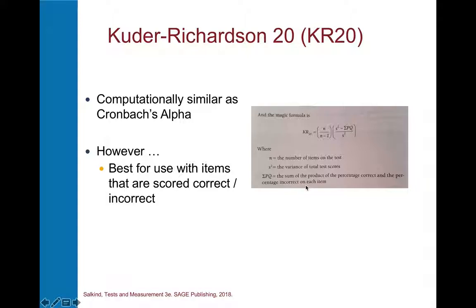So n divided by n minus 1, so the number of items on the test divided by the number of items minus 1, and you multiply that ratio by the difference between the variance of the total test scores and the sum of the product of the percentage correct and the percentage incorrect on each item, divided by the variance of the total test scores. You get a ratio for that, and you multiply that by n divided by n minus 1.